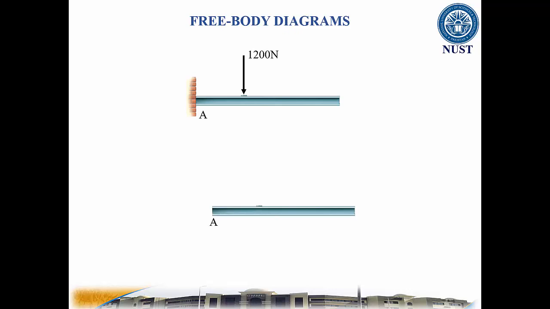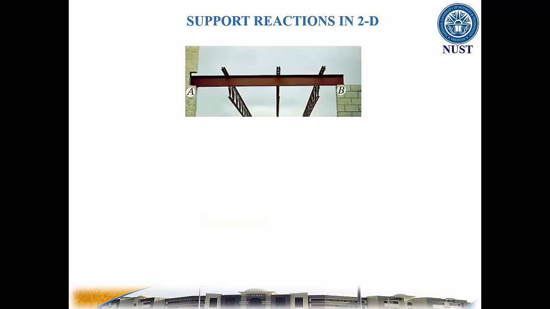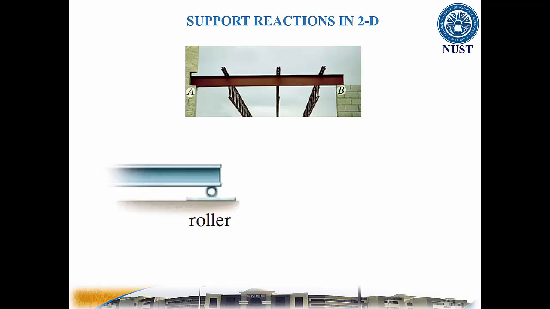If a support prevents the translation of a body in a given direction, then a reactive force is developed in the opposite direction at that point. If a rotation is prevented in a given direction, then a reactive couple moment is exerted in the opposite direction. For example, let us consider three ways in which a horizontal member, such as a beam, is supported at its end. One method consists of a roller or cylinder, since this support only prevents the beam from translating in the vertical direction. The roller will only exert a force on the beam in this direction.